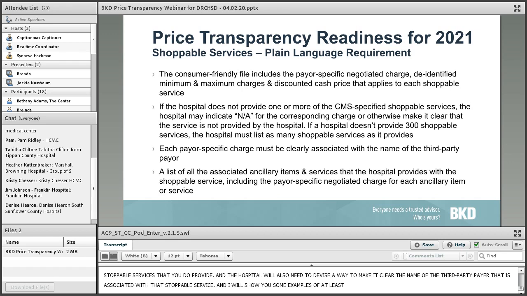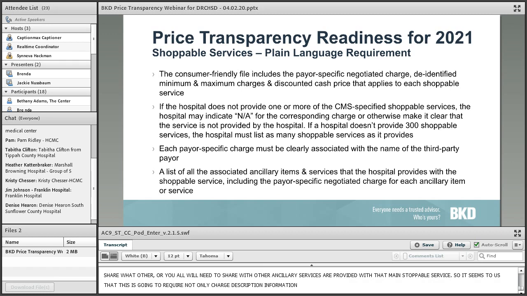And then also, if you don't provide 300 shoppable services, you just must list the shoppable services that you do provide. And the hospital will also need to devise a way to make clear the name of the third-party payer that's associated with that shoppable service.